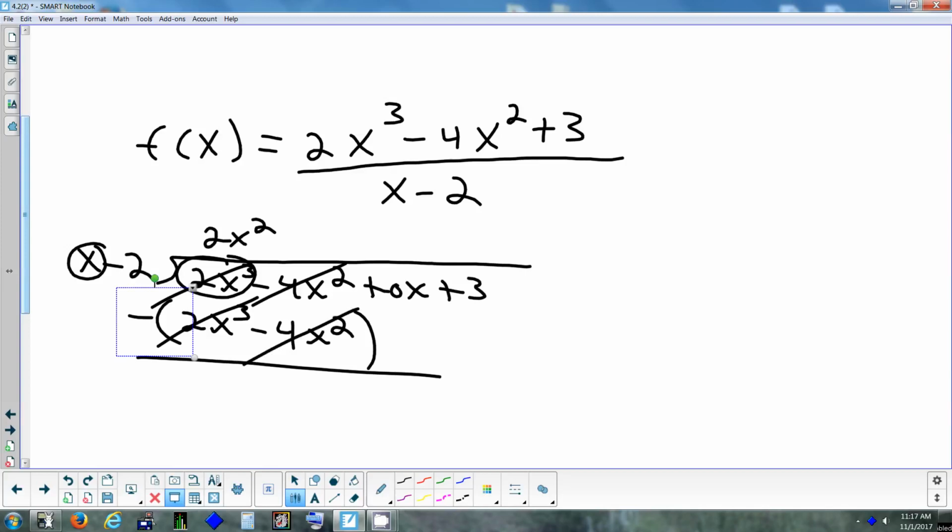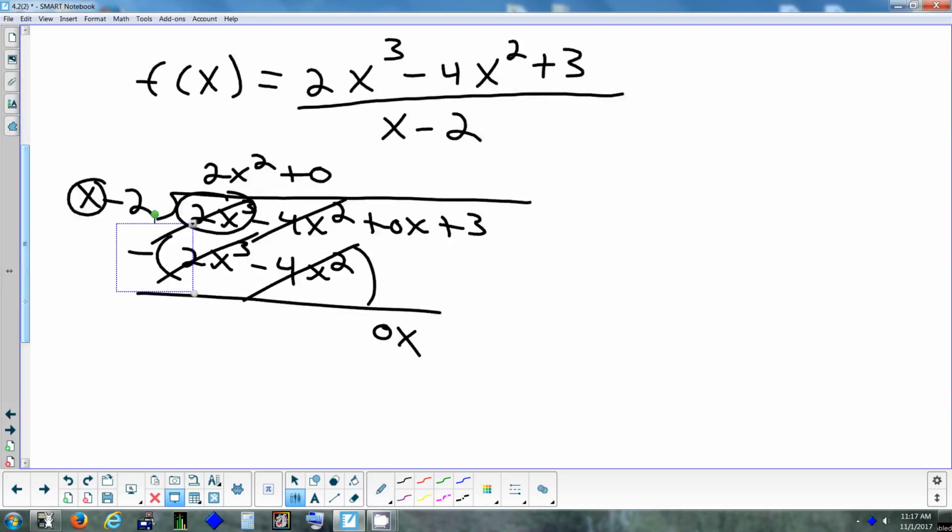At this point, because the next term is 0, not much interesting is going to happen. If you take 0x and divide by 0, you just get 0. But we need to keep going because they asked for the remainder. So now multiply the 0 back out. What's 0 times x? 0x. What's 0 times negative 2? 0. And now if you want, you can bring down the next term because that's what you're combining it with.